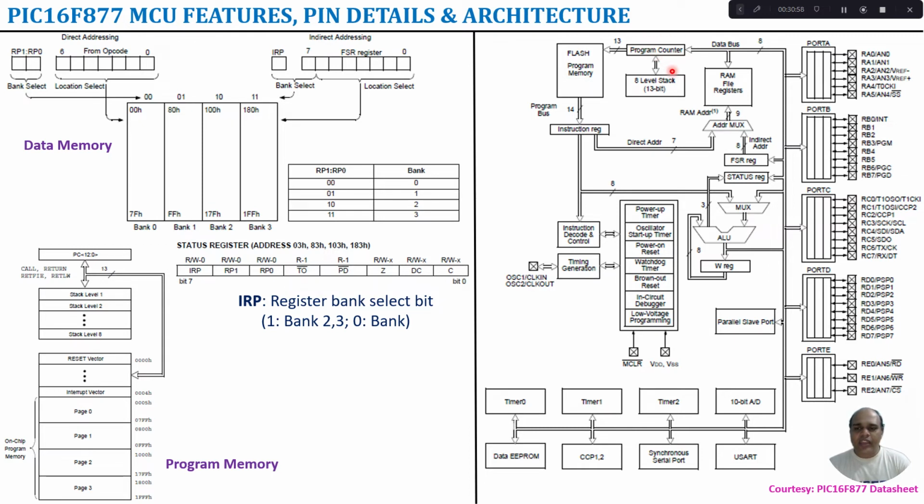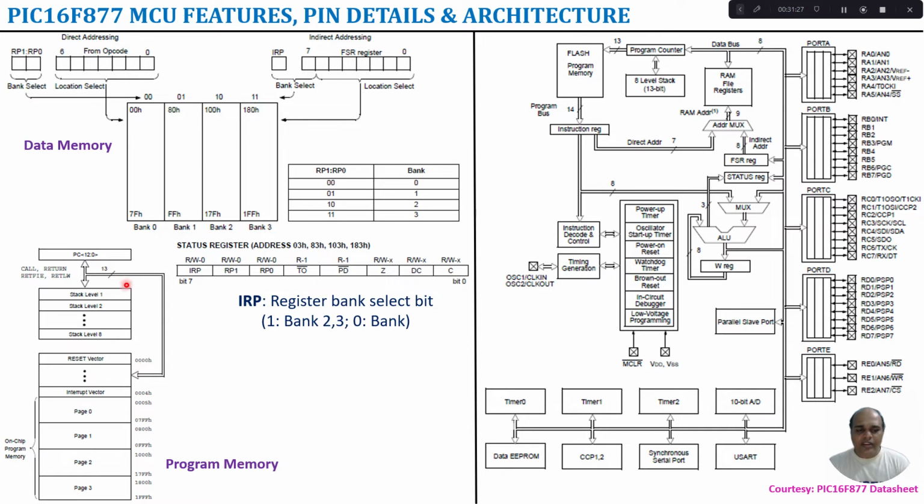And also we have an 8-level stack memory. This 8-level stack represents that each stack space will be of 13 bits. So we can store the addresses whenever there is a subroutine call or whenever there is an interrupt service routine. We need to save the return address, so that after returning from the ISR or from the called program, we can go back to our main program. So we need to know the return address.